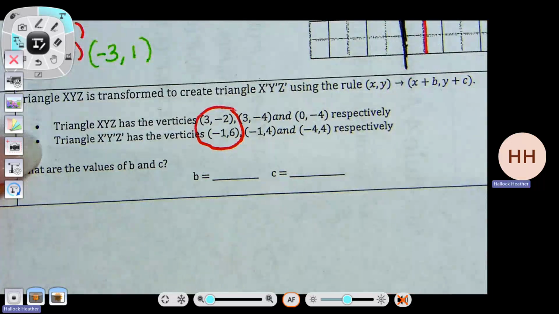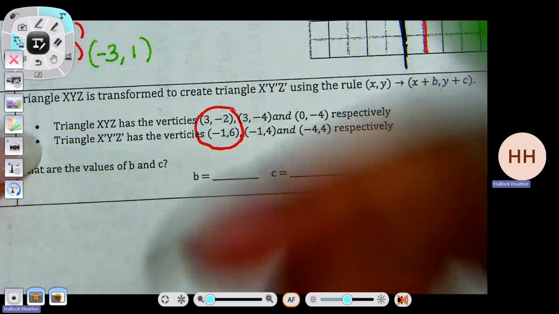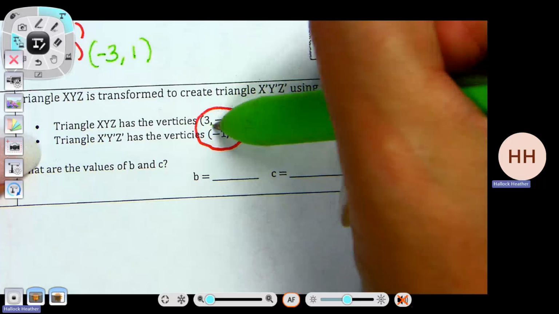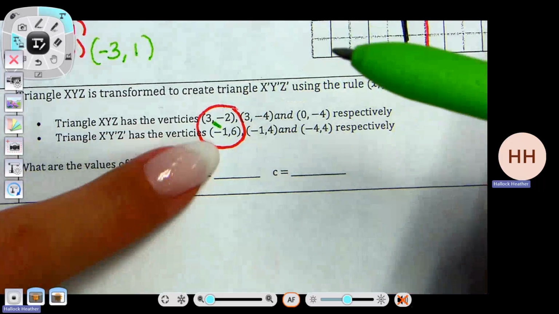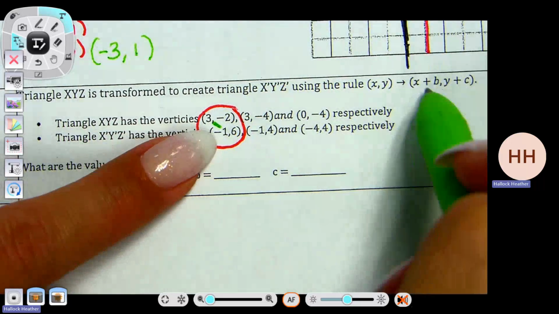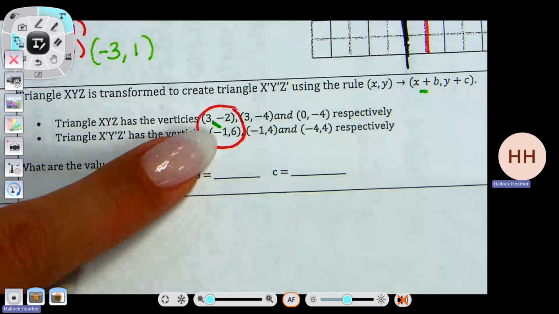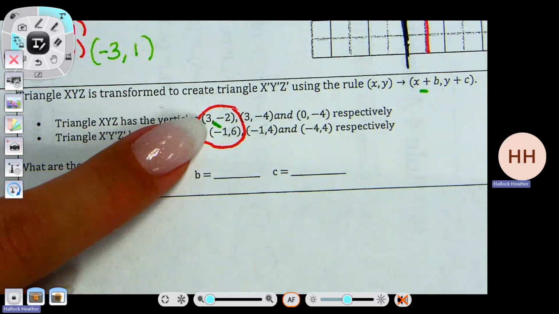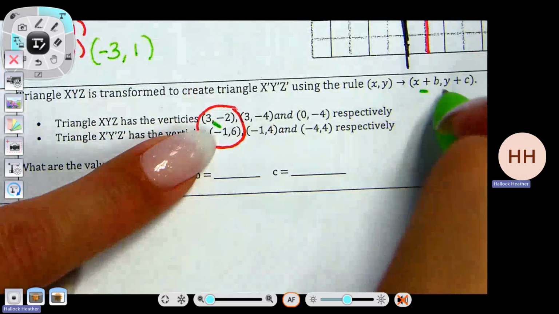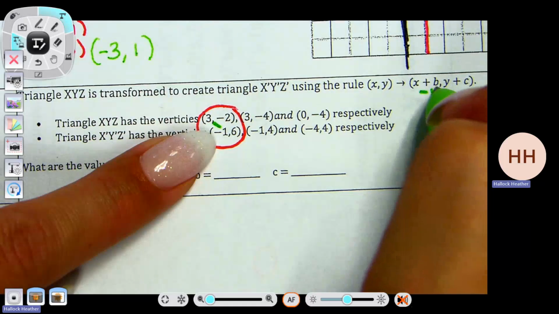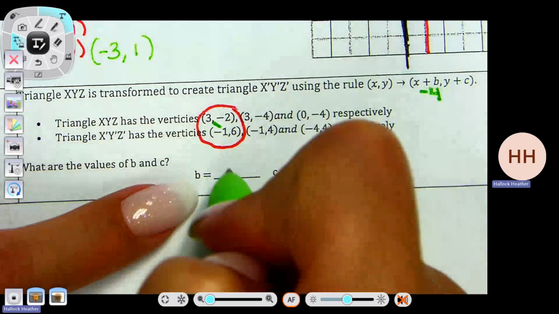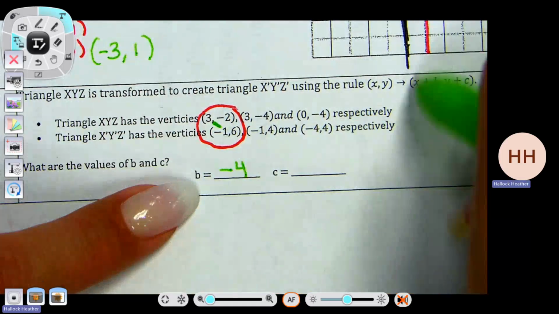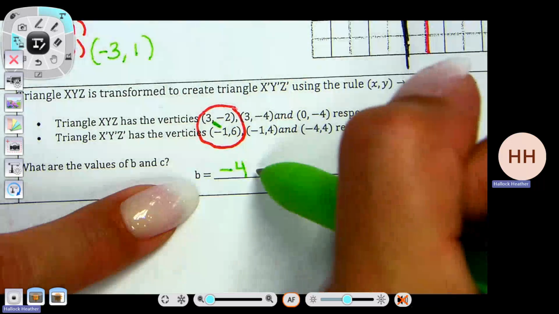So if I think about the numbers, if I got 3 to change to -1, I'm getting smaller. So I'm actually minusing something to my X. So 3 to -1, you have to minus 4. So B is -4 because you're subtracting 4. So adding a negative is the same as subtracting.